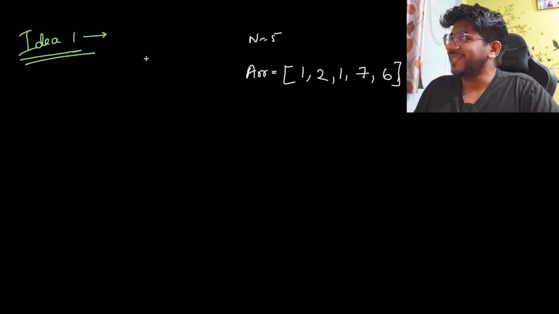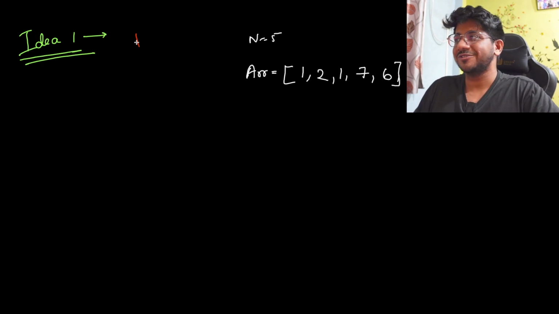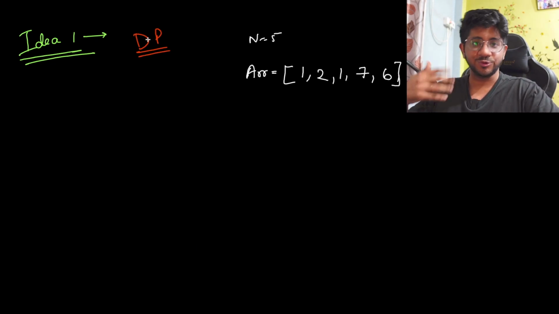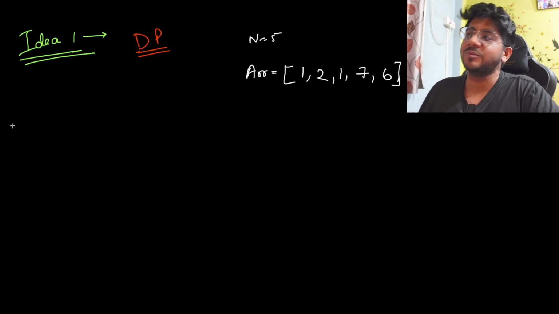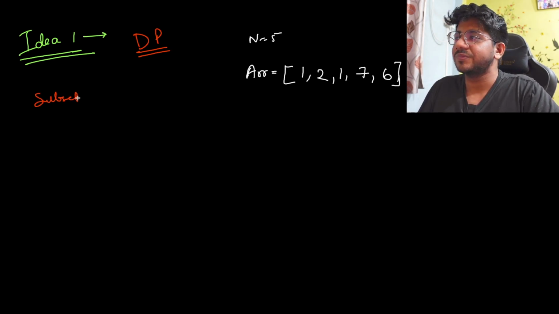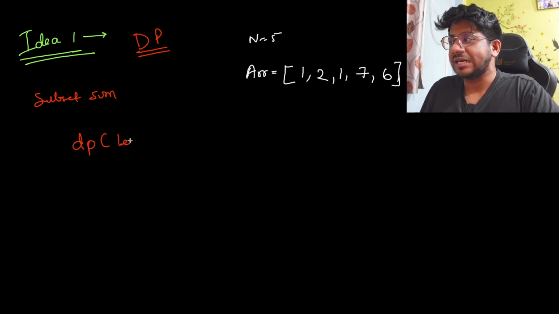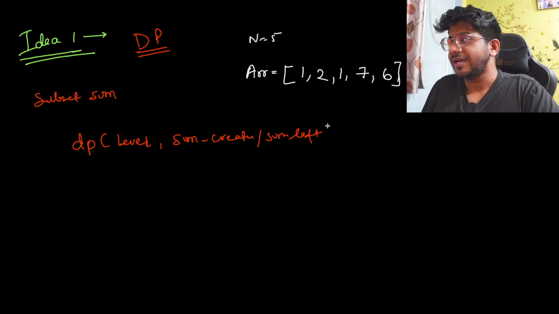Now, the very first idea that you can solve this using is maybe DP. I hope you know what DP is. So there is this famous problem called subset sum, no? Where you basically try to keep DP of level, comma, sum created or left, right? And you can solve using this.